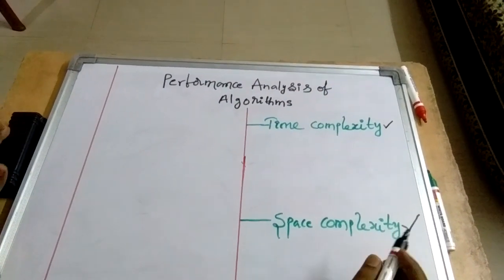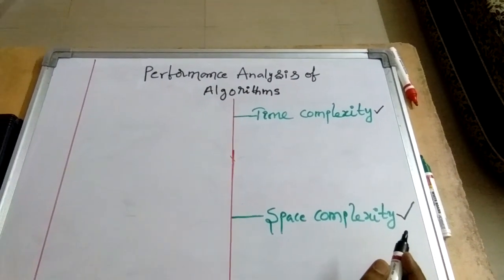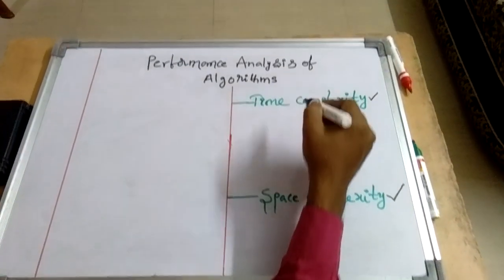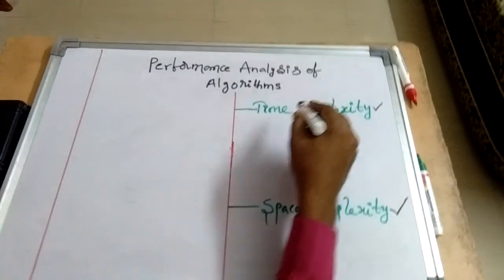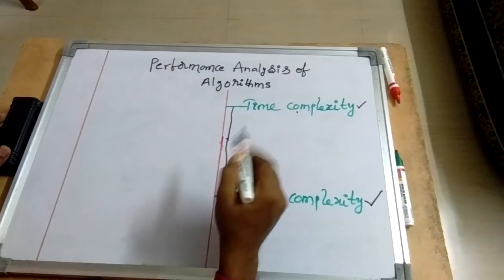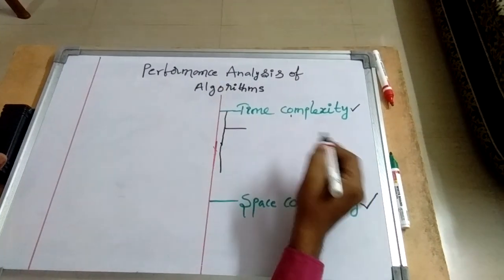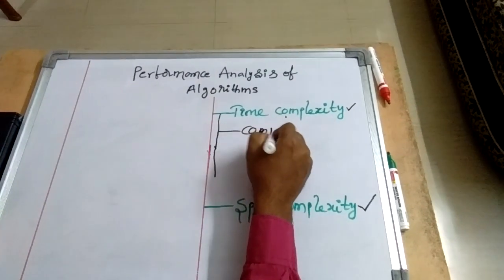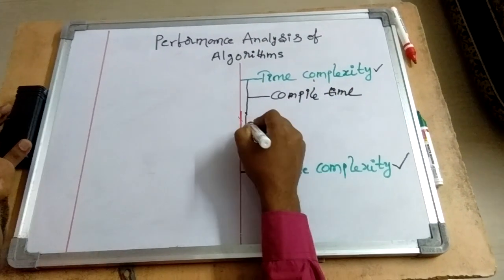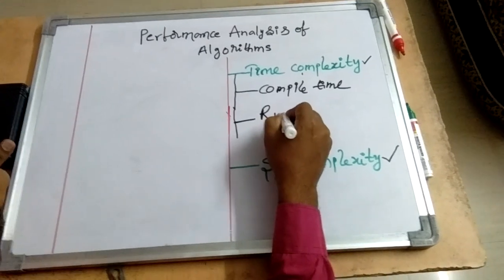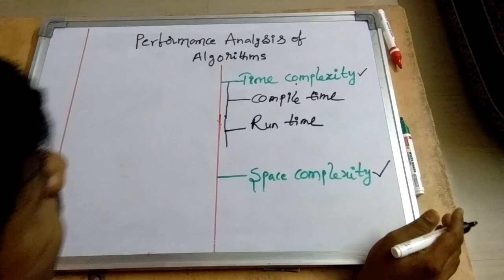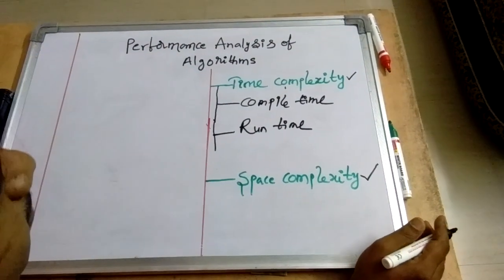So what is time complexity? We come to know it is the total amount of CPU time being used by the program to run to its completion. This time complexity can be further divided into two parts. One is compilation time or compile time. Second one is runtime or execution time. So what is compile time? It is the amount of time taken to compile the program.